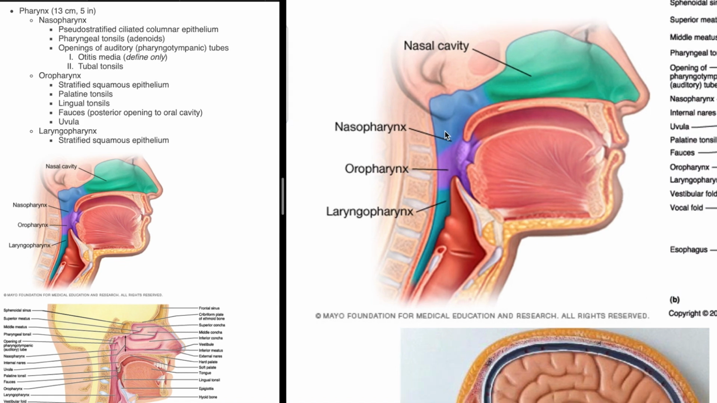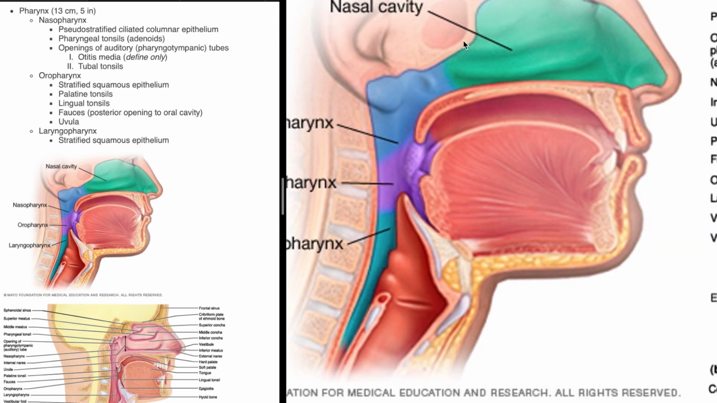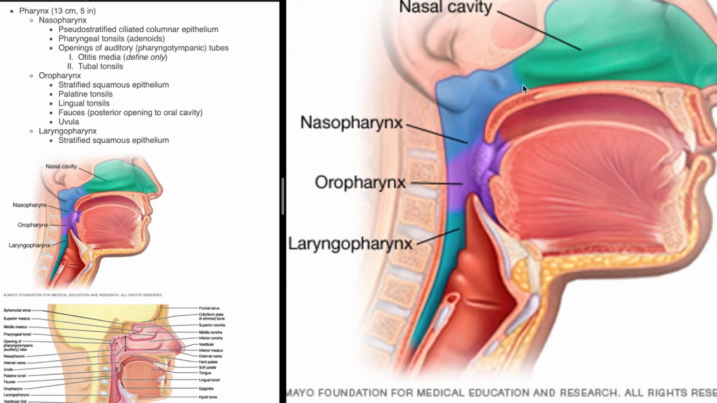So the pharynx, if you look at this picture here, we've already gone over the nasal cavity, which you can see in green. The nasal cavity is not part of your throat. The throat begins posterior to the nasal cavity, but superior to the mouth. So there's this area here in blue, that's part of the pharynx. In purple, that's also part of the pharynx. And in teal, that's also part of the pharynx. It breaks down into three categories labeled here: nasopharynx, oropharynx, and laryngopharynx.